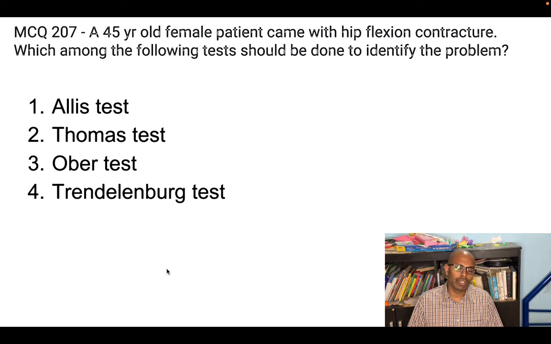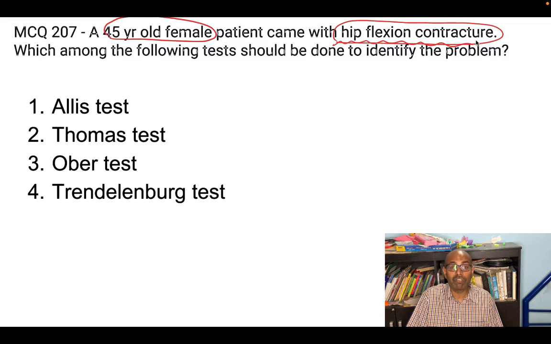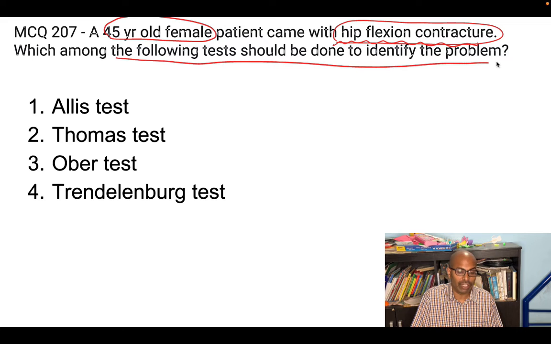Today we are going to discuss MCQ number 207 that we put up a couple of days ago on our Telegram channel. It goes like this. It says a 45-year-old female patient came with hip flexion contracture. So it's very important what they're trying to say. Hip flexion contracture. Which among the following tests should be done to identify the problem?